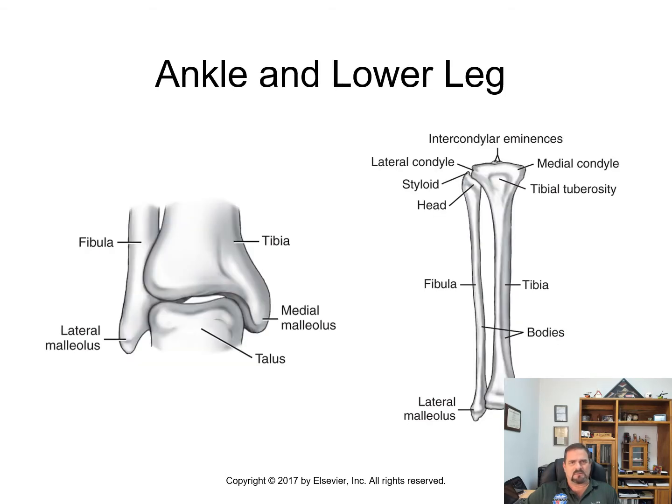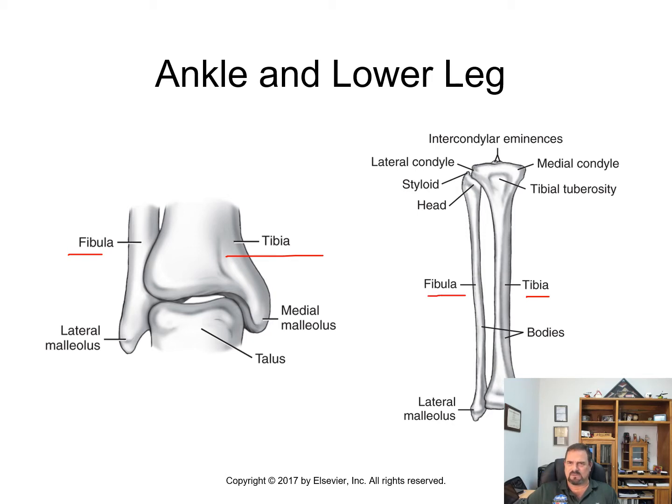All right, so the ankle and the lower leg to include the fibula and tibia. Most commonly, you need to make sure that you understand the lateral malleolus and the medial malleolus. These are your ankle bones, and then how the talus connects into that articulate joint. And then specifically the fibula and the tibia over here.